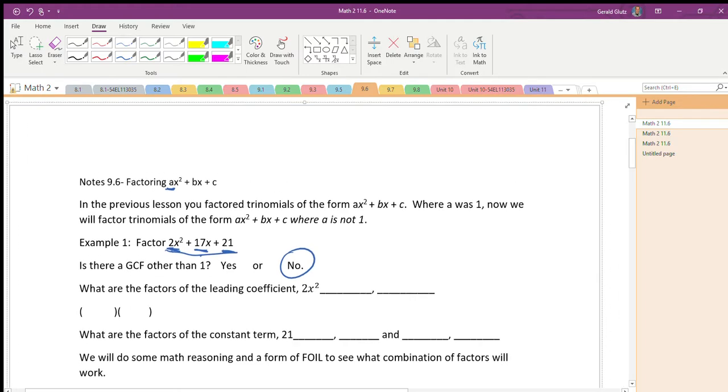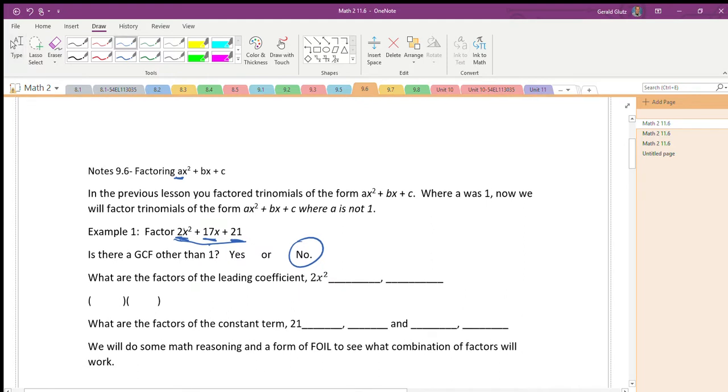Next thing I'm going to check for is, do all three of these terms have the same variable? So we got an x squared and an x. So these both have x, at least one x. This does not have an x, so nope. So there's no greatest common factor besides 1.